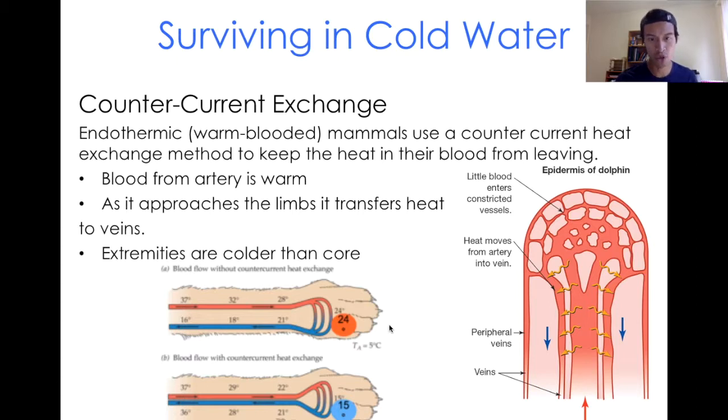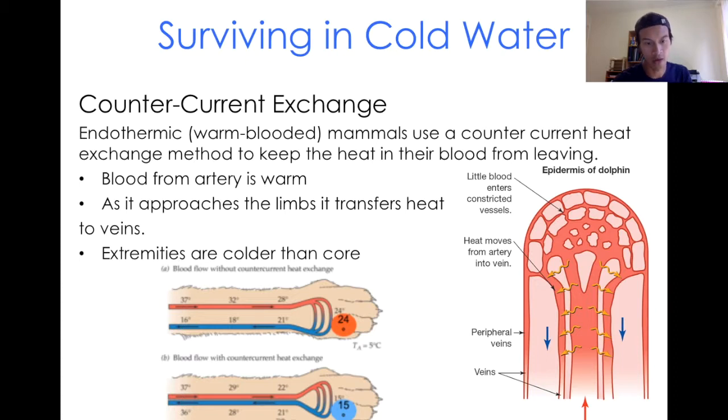this diagram shows what would happen if you didn't have a countercurrent heat exchange. The blood leaving the artery from the body sits at about 37 degrees, which is the core temperature of an animal or a mammal, and then it will slowly lose heat as it goes to the extremities. It will sit at about 24 degrees at the extremities, and then it will slowly lose heat again through the veins until it gets back to the body at 16 degrees. Now that is a real issue because it goes from 37 to 16. This is without a countercurrent heat exchange system.